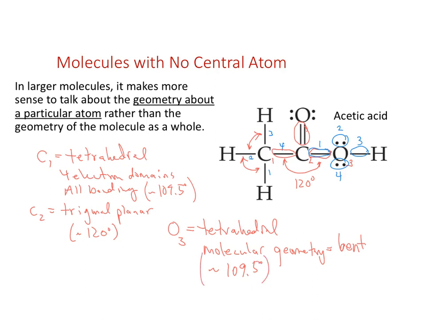So now we can look at a larger molecule and determine atom by atom what the geometry should be. So carbon 1, we're tetrahedral. Carbon 2 would be trigonal planar, and then the oxygen, again, would have a tetrahedral electron domain geometry. My molecular geometry would ultimately be bent. So certainly not a flat molecule as written.